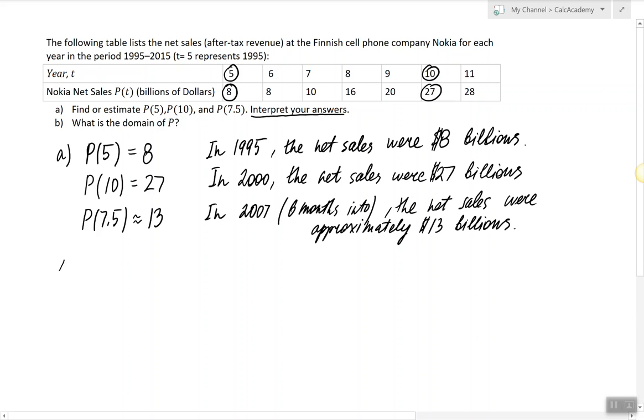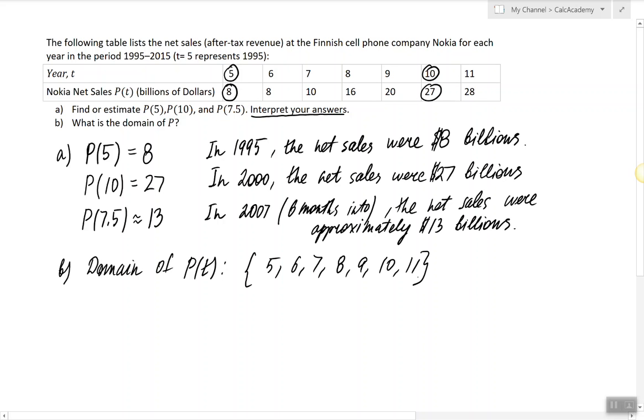Now, in part B, we are asked to find the domain of P, and domain of a function is simply the set of all inputs. So domain of this particular function is all the inputs for which the function is defined, and it is defined for only 5, 6, 7, 8, 9, 10, and 11. So this is how we read and interpret the function notation for a function given by a table of values.